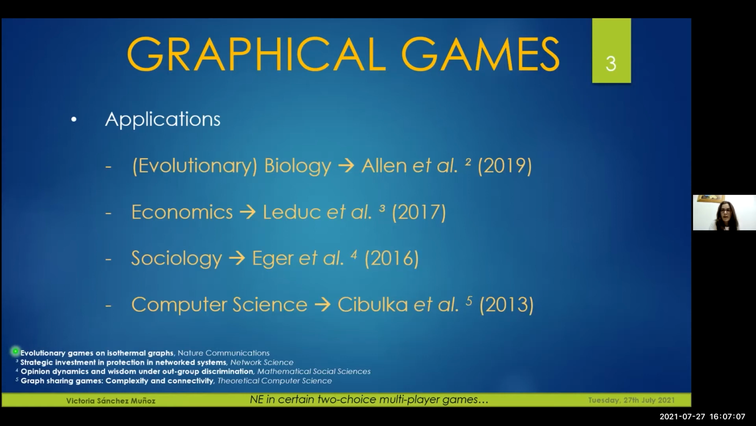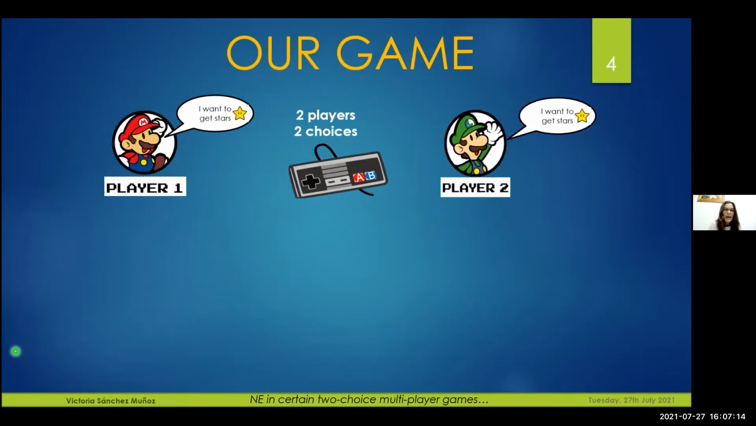So for a graphical game, I said we need a graph and a game. So let's start by defining our game. Our game will have two players, 1 and 2, and two choices, A or B.